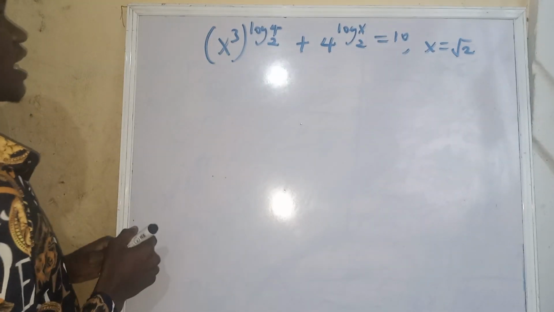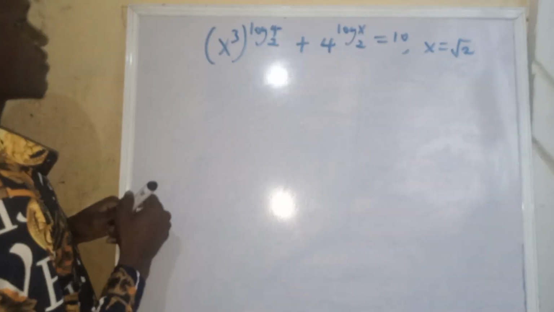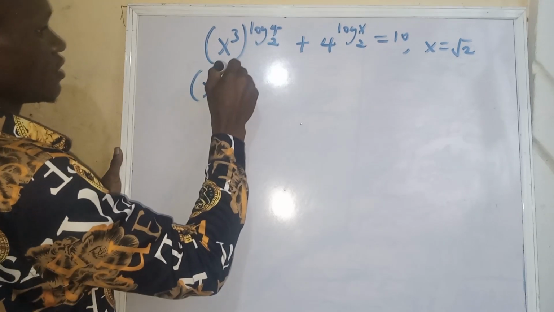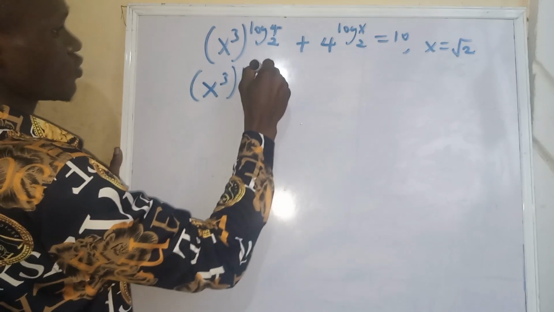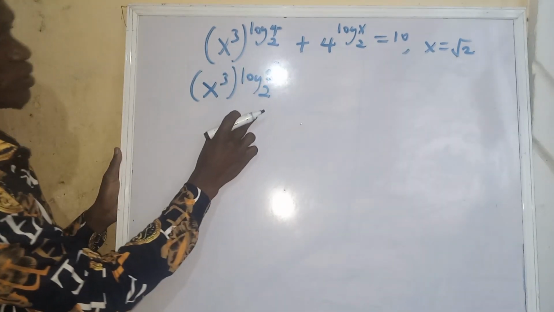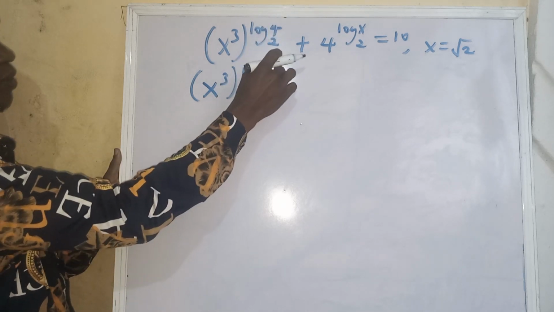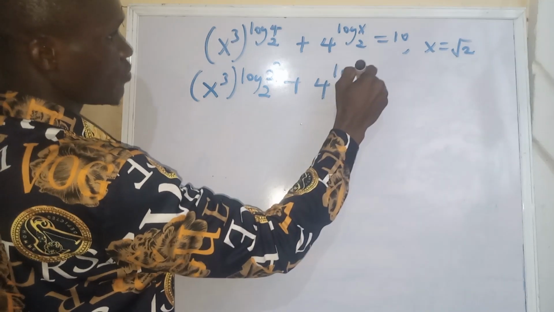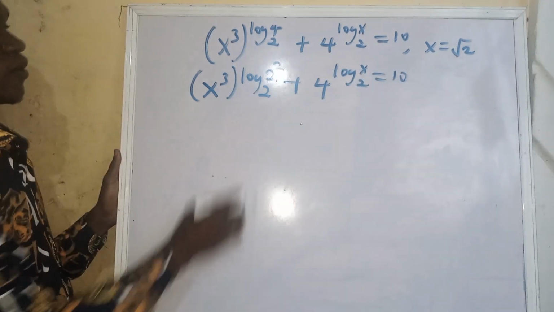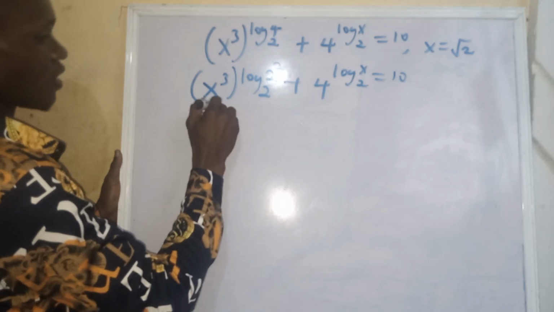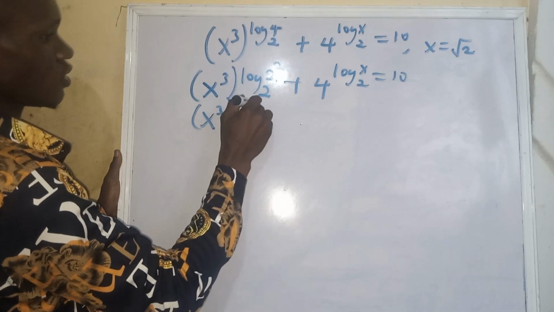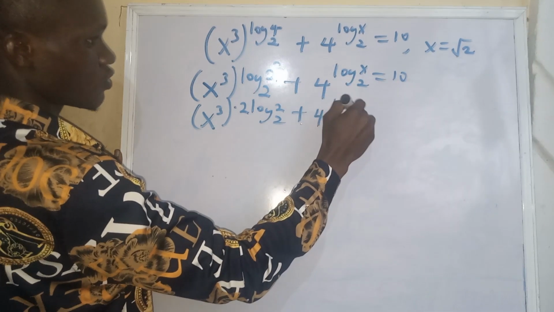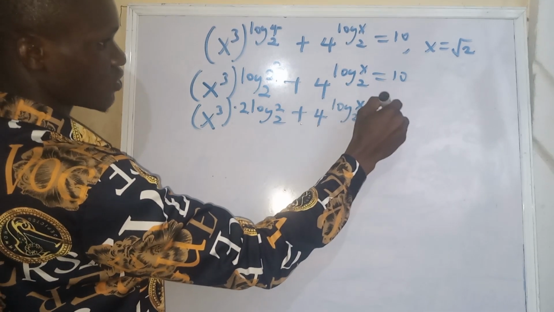So if we should do that, let's work at the whole of this first. We can rewrite the whole of this to be x to the power of 3 log of 2 to base 2 to the power of 2, because 4 is 2 to the power of 2, right? Plus 4 to the power of log x to base 2 is equals to 10. We can simply bring this one to the back. We can say x to the power of 3 times 2 log 2 to base 2 plus 4 log 2x is equals to 10, right?